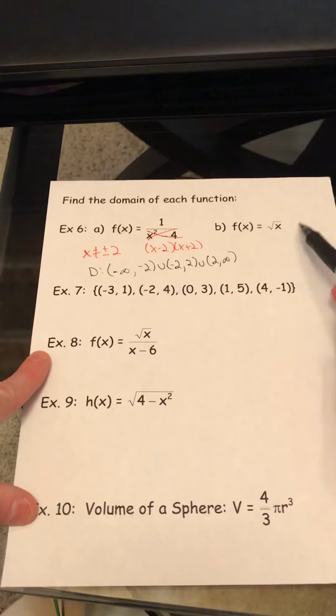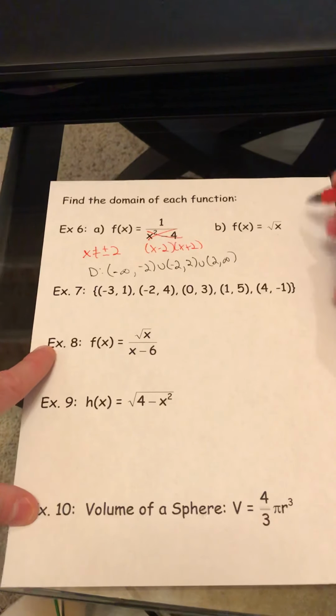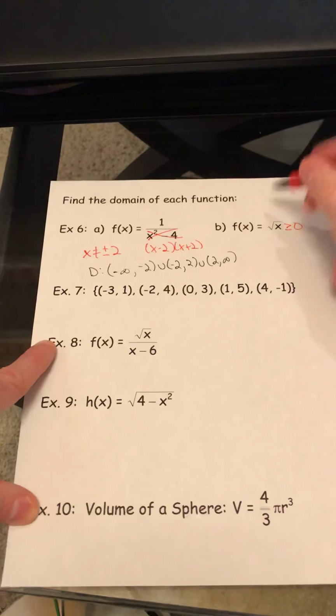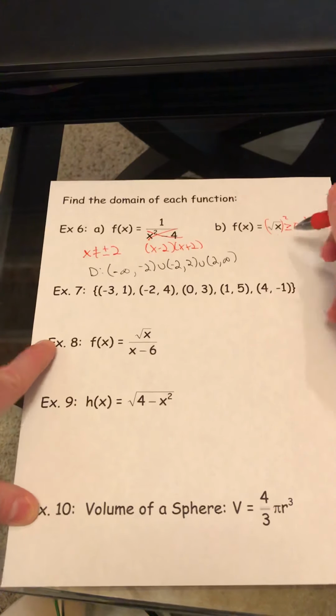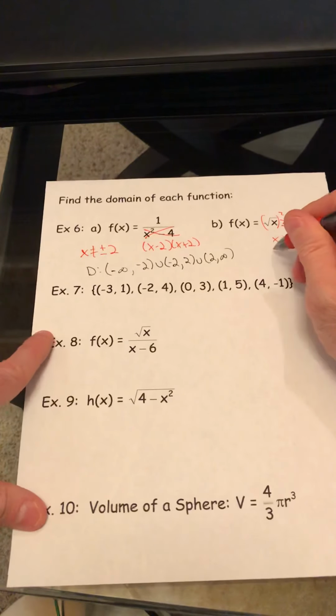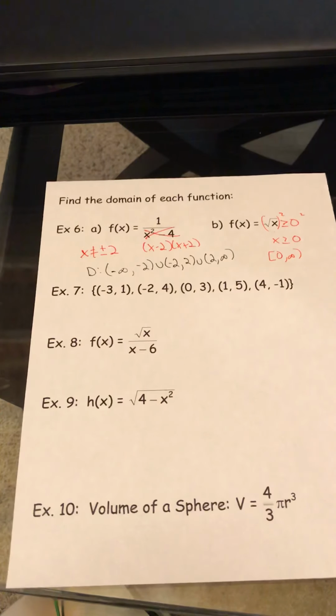And one final example, f of x equals the square root of x. Again, we've talked about how radicals have to be greater than or equal to 0. Well, if you want to solve this, square both sides, so x has to be greater than or equal to 0. So that puts our domain at 0 to infinity.